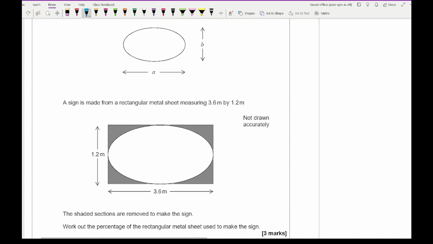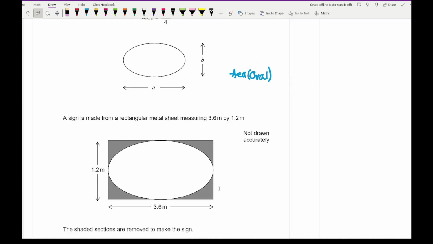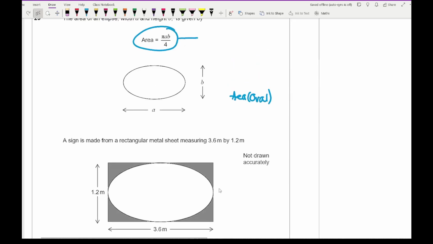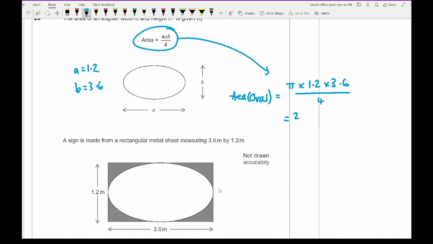So for this, what we need to do is work out the area of the oval and the area of the rectangle. So here, the area of the oval. Now we've been given the formula for this, which is this formula here. So substituting those numbers in, A and B. So A is 1.2 and B is 3.6. So this formula then is going to be pi times 1.2 multiplied by 3.6 divided by 4. And if I type that all into my calculator, I get an answer of 27 over 25 pi.